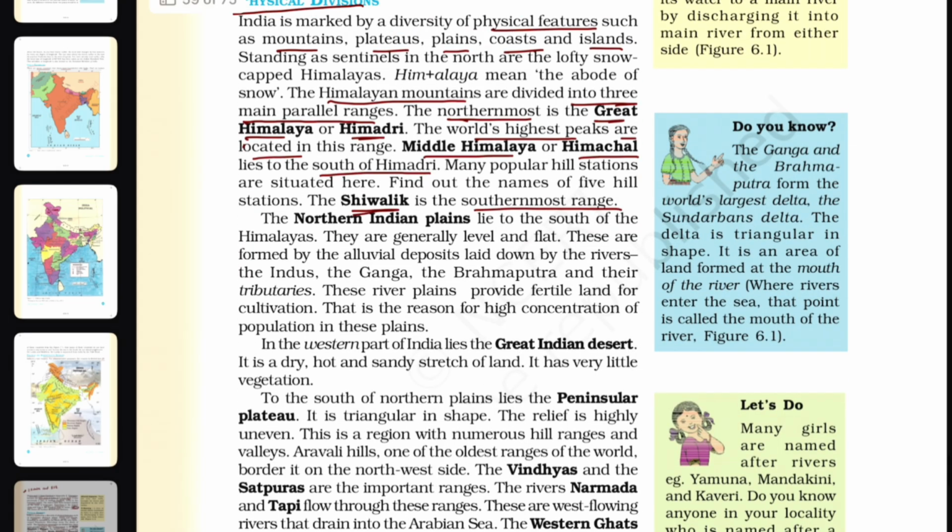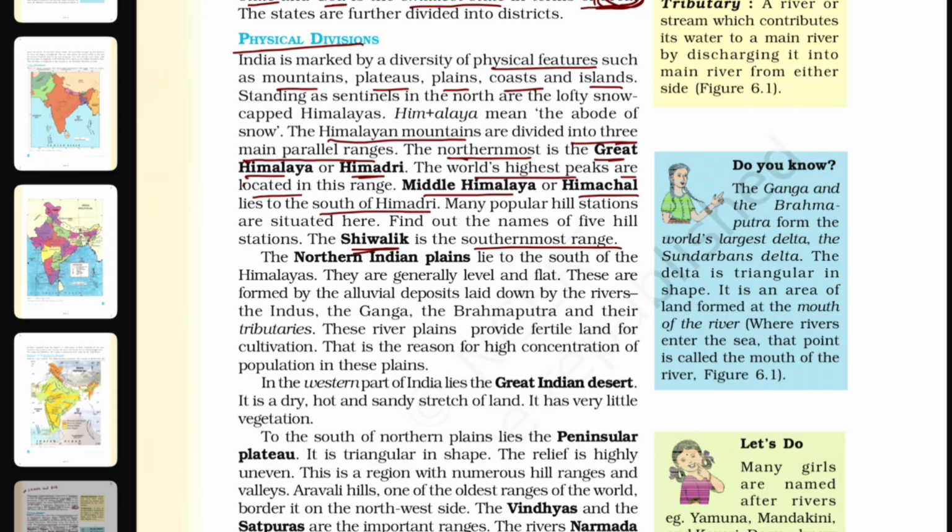So if you talk about the Himalayas, we have basically the Greater Himalayas or Himadri, and then we have the Middle Himalayas or Himachal, and we have the Shivalik. If you want to locate them, the Himadri is the northernmost, the Middle Himalayas are south of Himadri, okay, and the Shivaliks are the southernmost. Okay, so these are the divisions of our Himalayas.